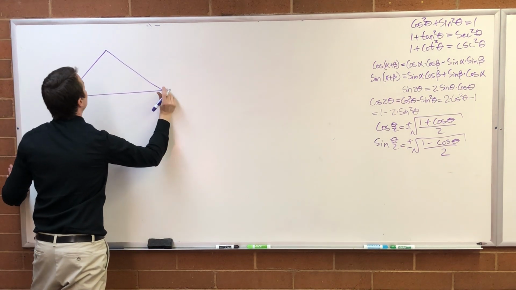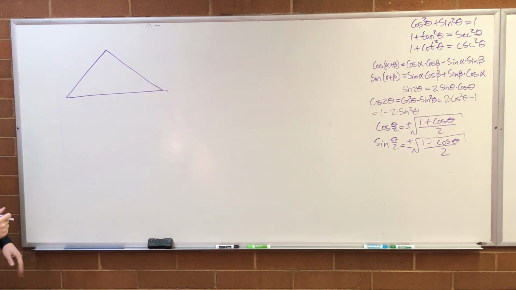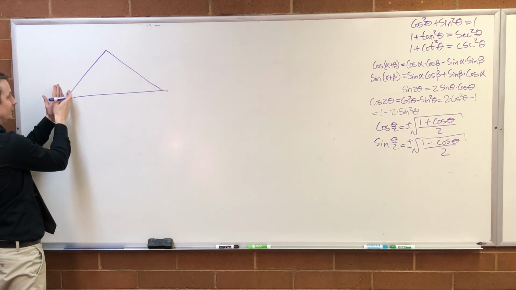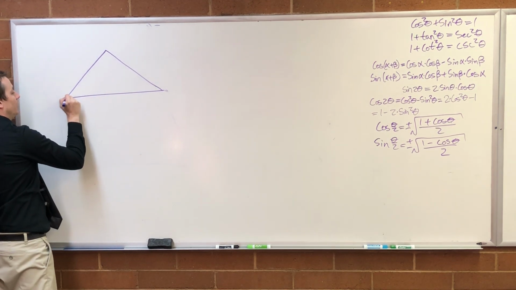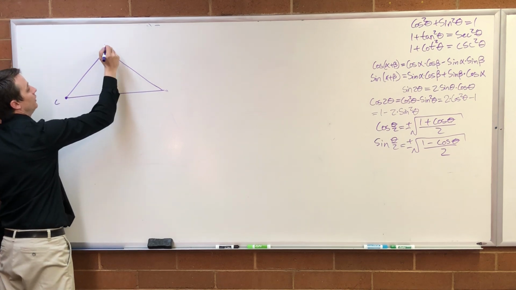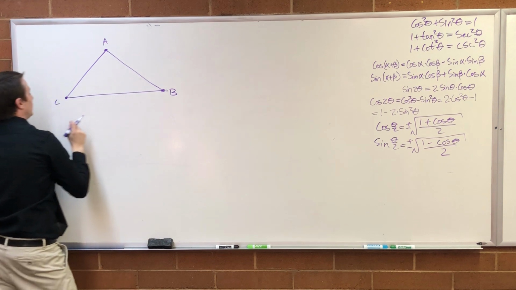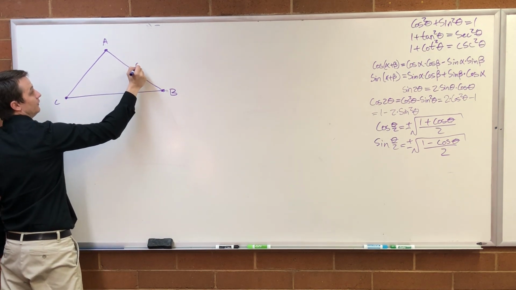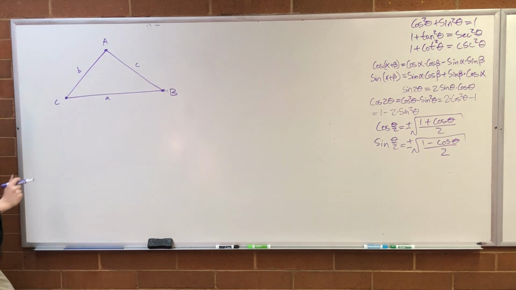So, pretend that's not a right angle. I don't know if it looks close to a right angle. I was trying to make something obviously not a right angle here. Didn't even think about that. Okay, so I'm going to call this point C. I'm going to call this point A. I'm going to call this point B. And I'm going to call this side length over here C. This side length over here B. This side length over here A.